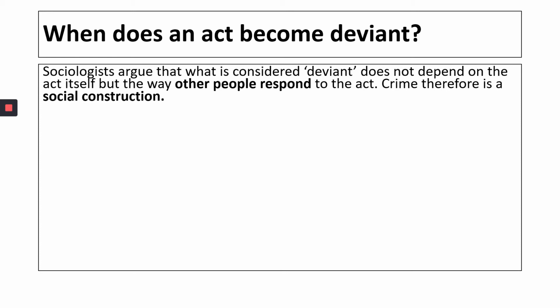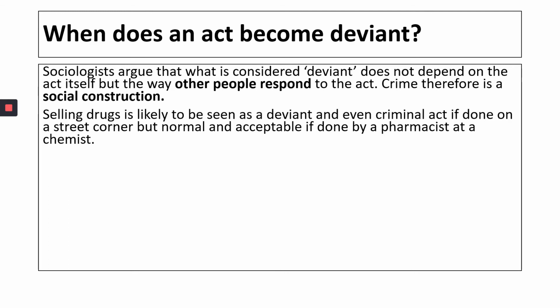So when does an act become deviant? So if you could just jot this down in your exercise books, please. Sociologists argue that what is considered deviant does not depend on the act itself, but the way people respond to the act. So crime is therefore a social construction, as is deviance.